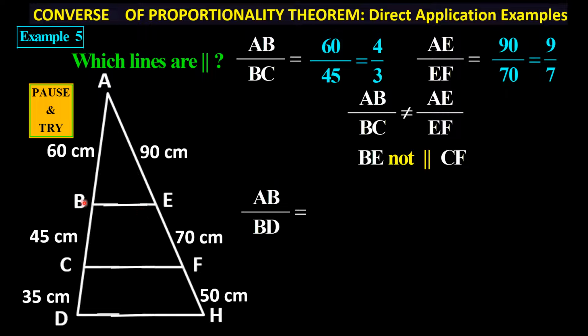If I take AB now with BD, AB is 60, and BD, if you add that up, it is 80, and that gives me 3 over 4.